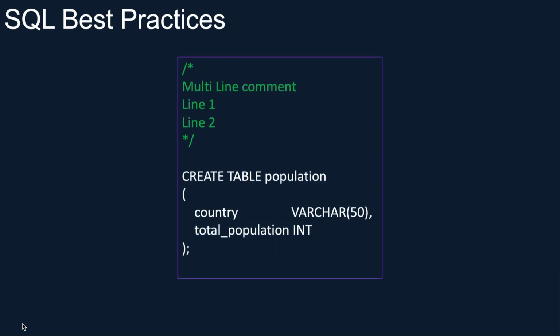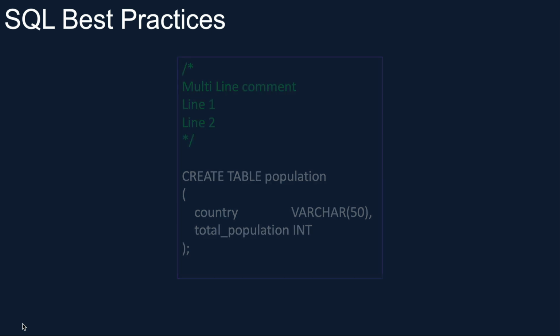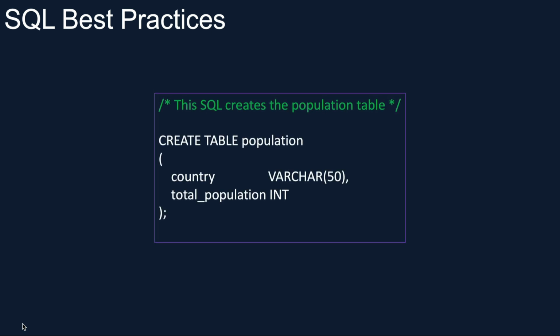SQL also offers multi-line comment as shown here. It begins with the characters slash and an asterisk and ends with an asterisk and a slash. Everything in between is considered as comment and ignored by the compiler, and the comment can span multiple lines. You can also use this for the single line comment as shown here if that's your preference.